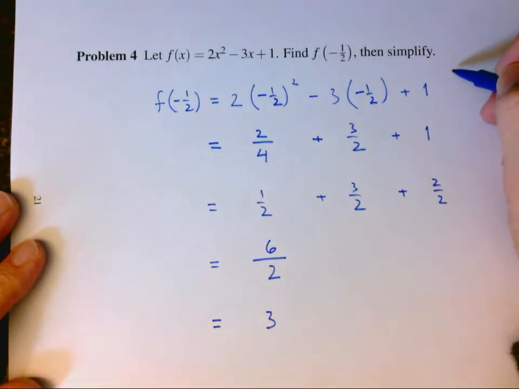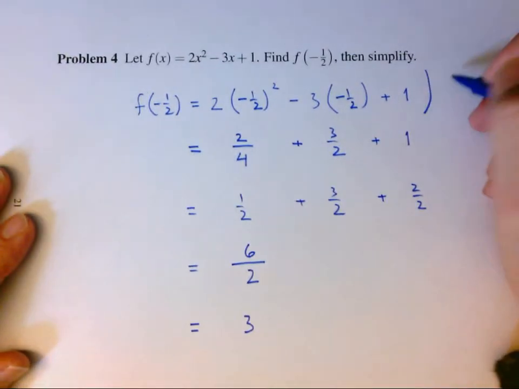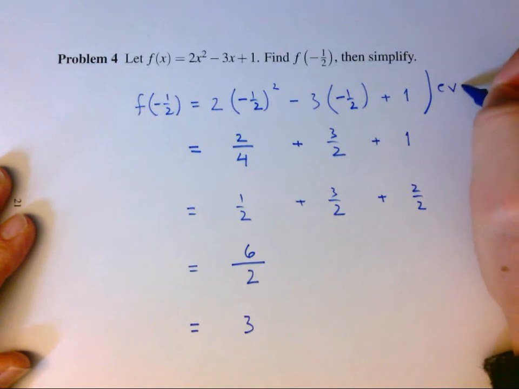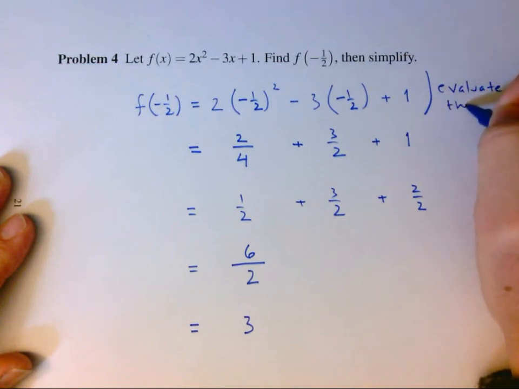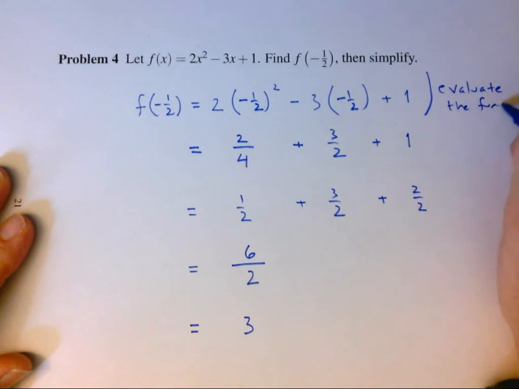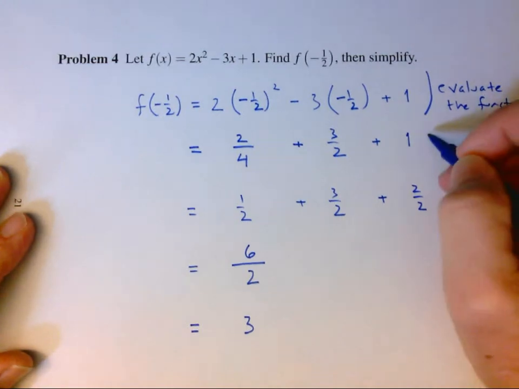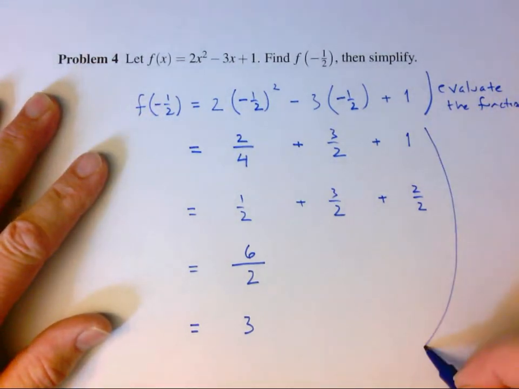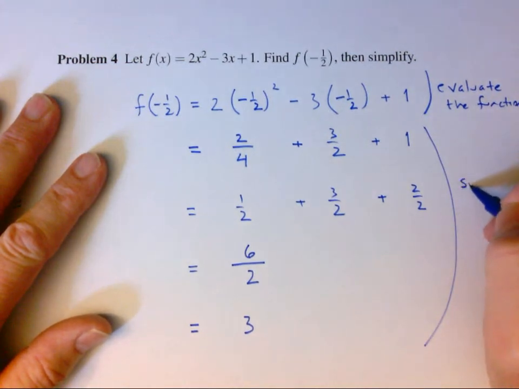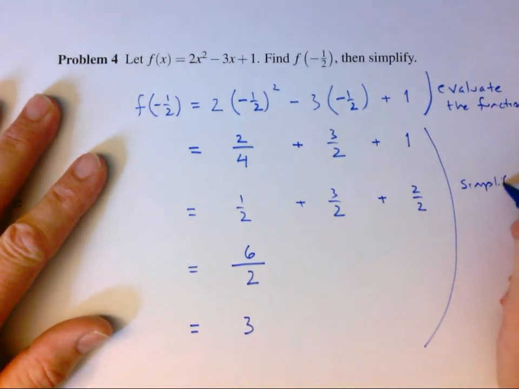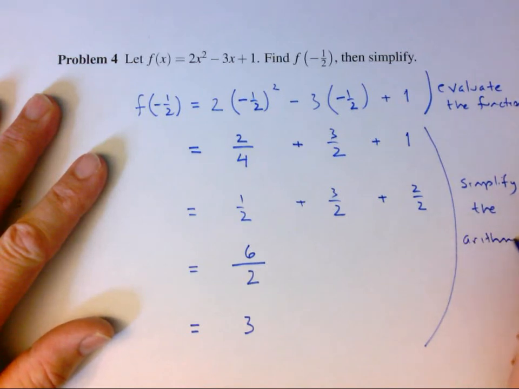So officially what we did here was we evaluated the function in the first step. The remaining steps were simplifying. Simplify the, in this case, arithmetic. Sometimes you have some algebra to simplify.